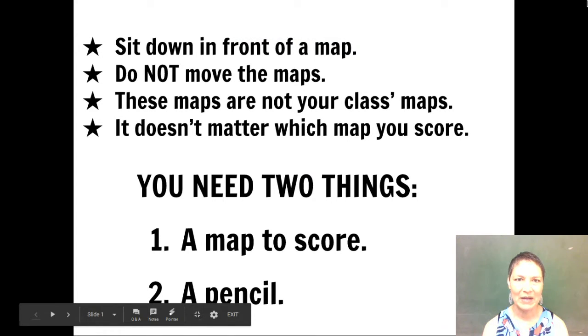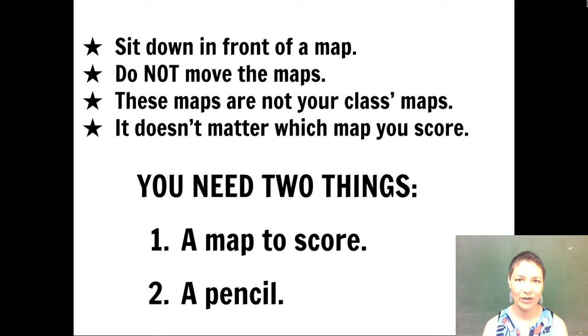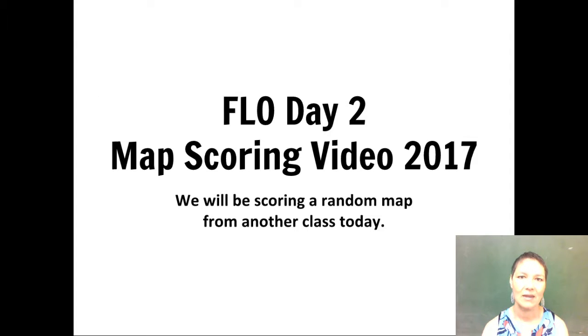All right, welcome everybody. Please sit down in front of a map and do not move the maps. These maps are not your class's maps, and it doesn't matter which map you score. You'll need two things, a map to score and a pencil. So this is your freshman library orientation day 2, and we'll be scoring a random map from another class today.